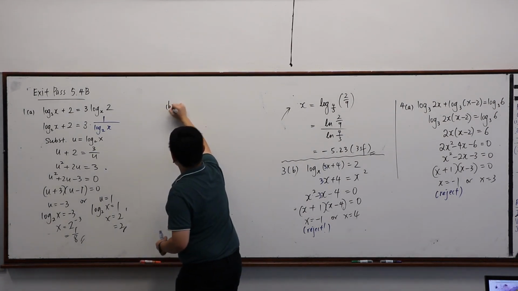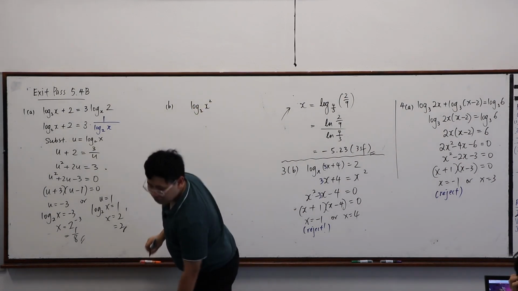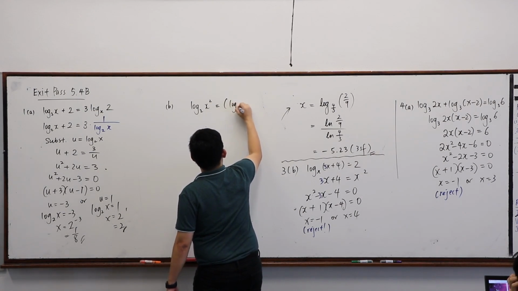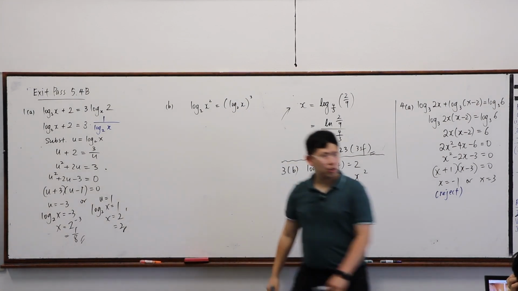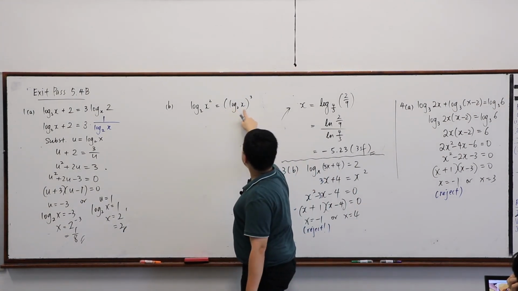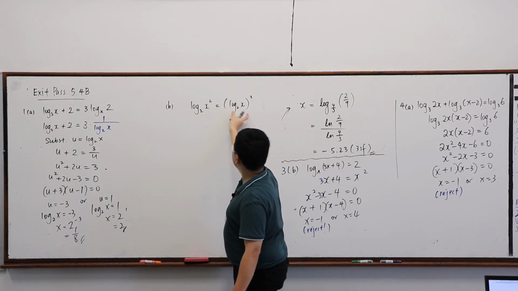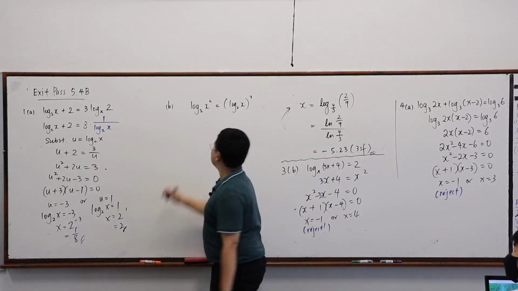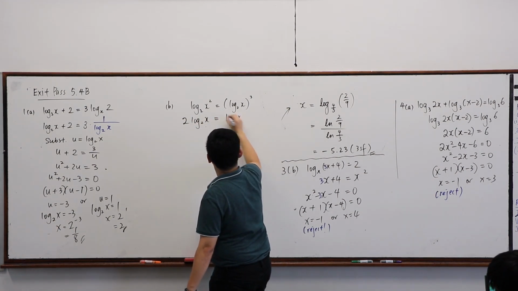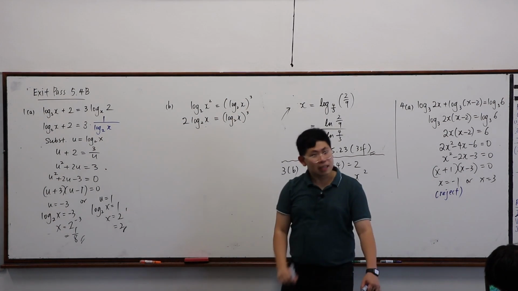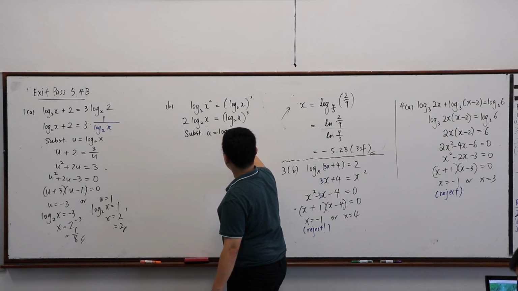Okay, for part B, we have log base 2 of x squared is equal to (log base 2 of x) the whole thing cubed. So we need to do a little bit of surgery. This is the whole thing cubed, and this one is only x squared. You see that I can have a common term over here that I can use to substitute. So let me push the 2 out, let me bring the 2 down. Then I substitute u to be equal to log base 2 of x.